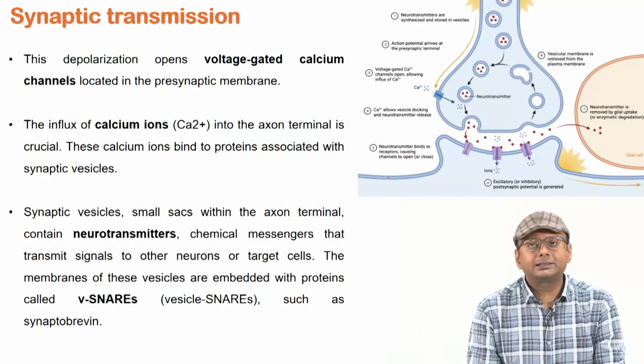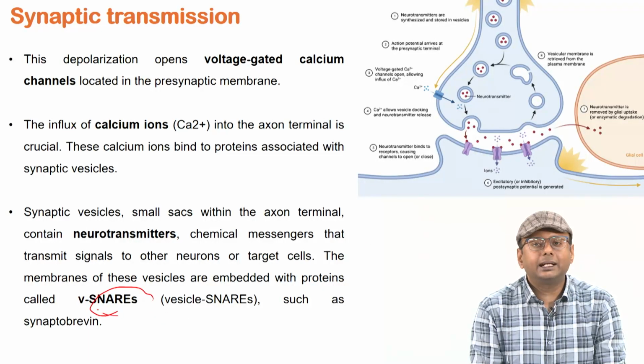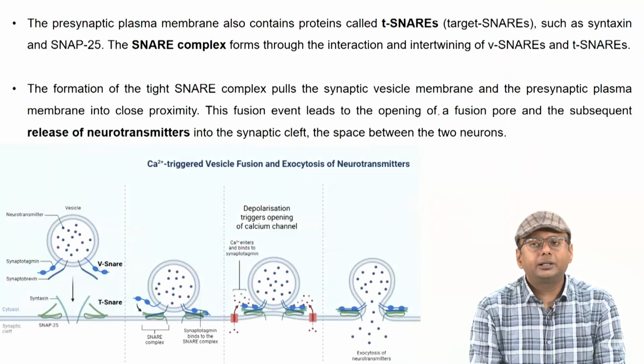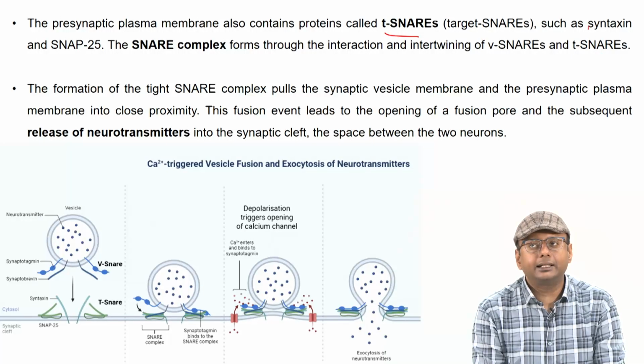We already discussed synaptic transmission. You can go through the notes here. The important thing is there are a few proteins you have to remember. For example, the V snare protein or synaptobrevin; these proteins are generally present on the vesicles. In the same way, there are proteins present on the membrane which are called T snare protein or syntaxin.